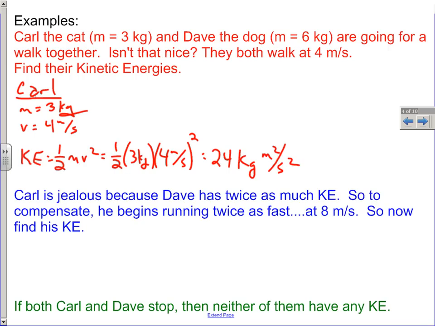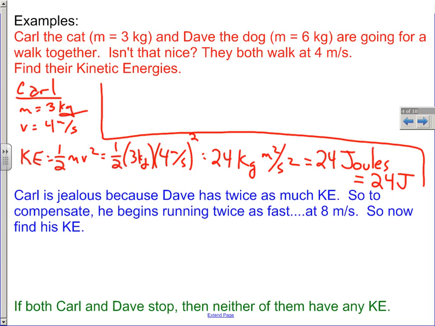But since that becomes a little bit cumbersome to write, we're just going to write it as 24 joules, which is the unit that we measure energy in, joules. It's a kilogram meter squared per second squared, and joules can be abbreviated with a capital letter J. So there you go. There is Carl's kinetic energy. All right, so now we're going to do the same thing for Dave. Let's find Dave's kinetic energy.